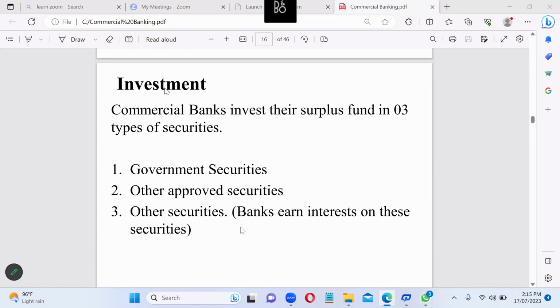Okay. Another one is the investment. Commercial banks invest their surplus fund in three types of security. I already told once the commercial bank gets a surplus of funds, or once they earn profit, they also invest that profit somewhere, in some other entity. One is they can fund the government securities or other approved securities, and the bank earns interest on these securities, called bonds. They can invest the money in bonds or in treasury bills. Otherwise, they invest the money in government securities.